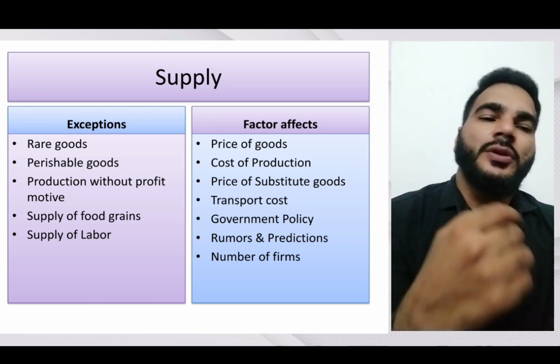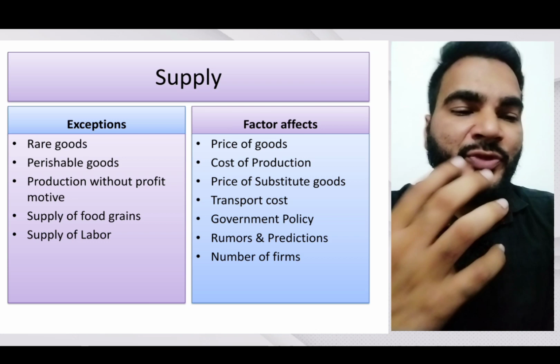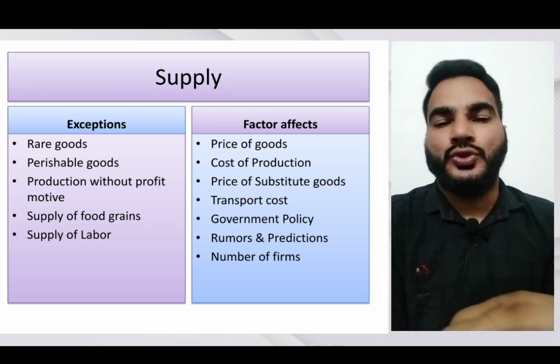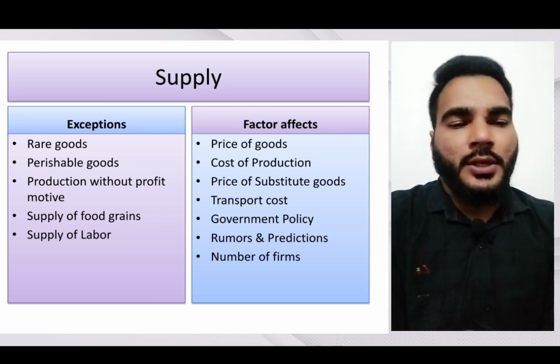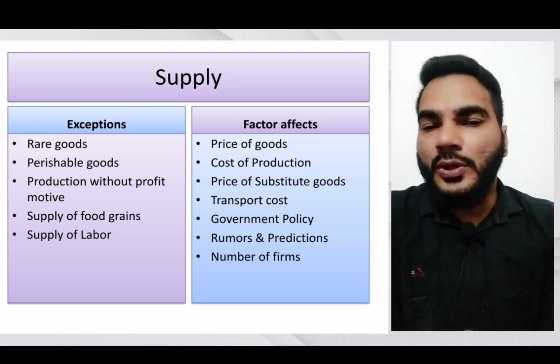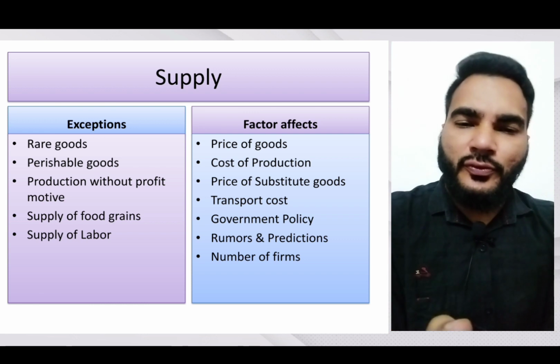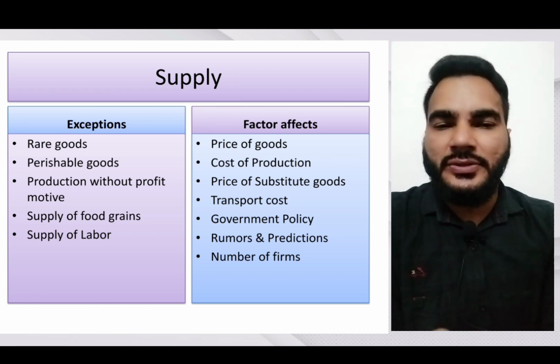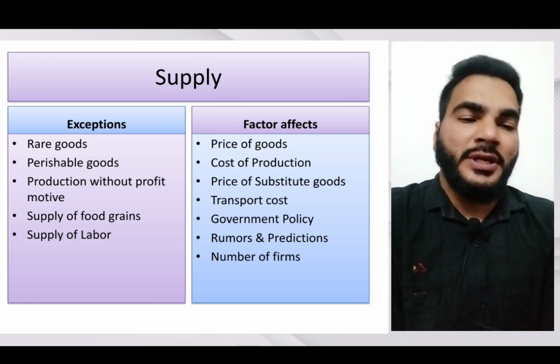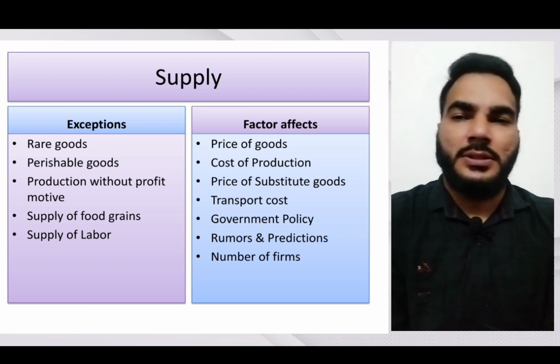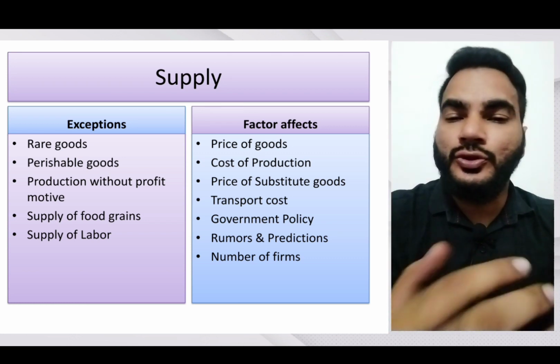So here, if any organization doesn't want to earn profit but wants to serve the people or serve the country, the law of supply won't work as well. Then the supply of food grains. Supply of food grains is also like perishable goods. You cannot store the grains for a long period of time. Yes, for some goods yes, but for some goods no.